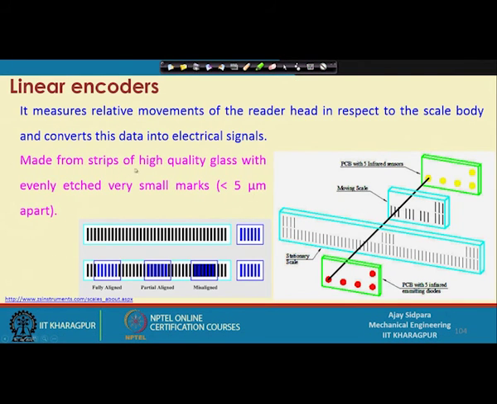Yeah. So, it is made from a strip of high quality glass with evenly etched very small marks. So, how to create these marks, correct. That is also important, because we are discussing that the distance between the two marks should be 0.1 micron or something. So, whatever the distance between those two is, in a similar way you will get the signal out of it, right. These are the distances between these two.